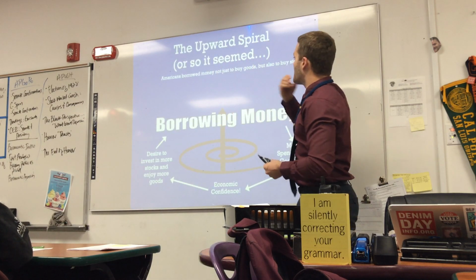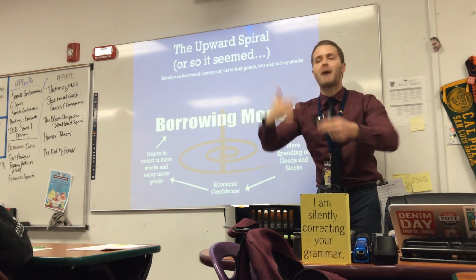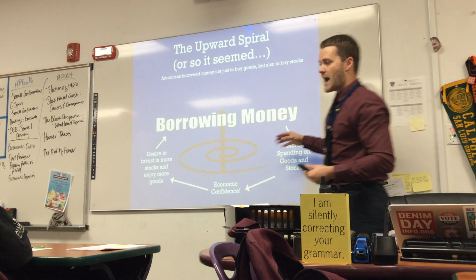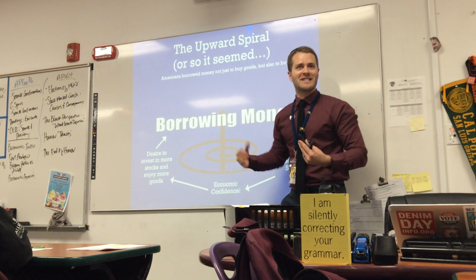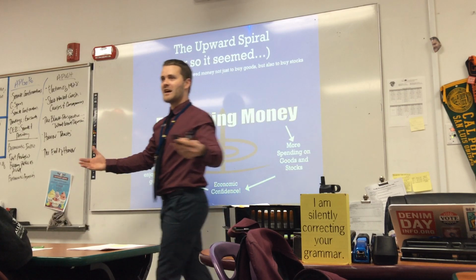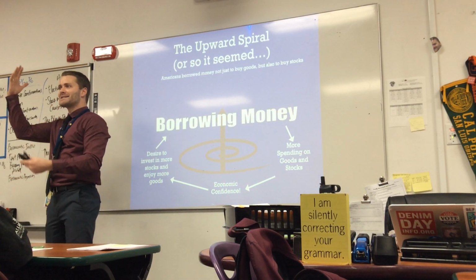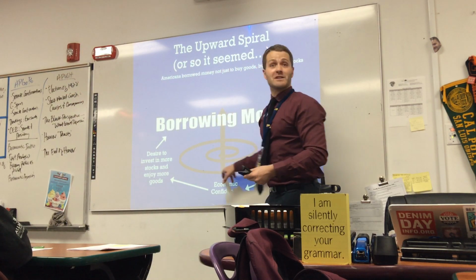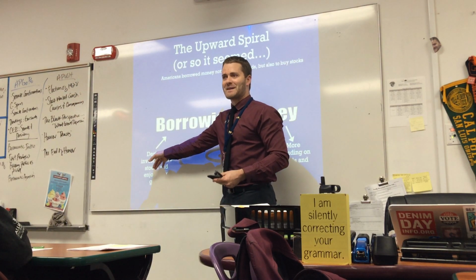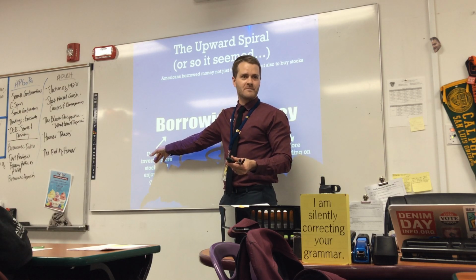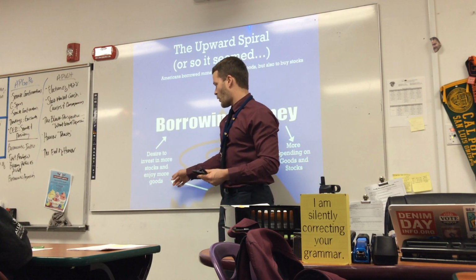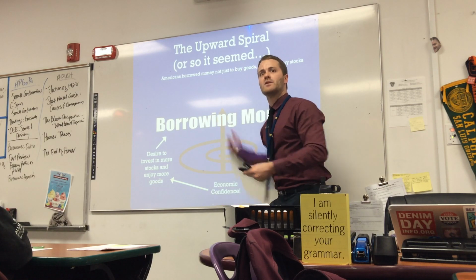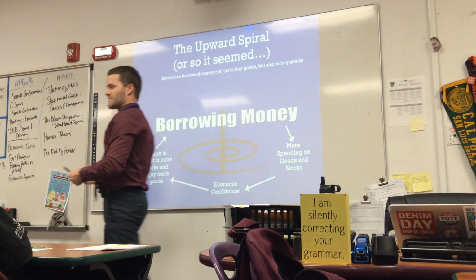So the idea being that Americans are borrowing money to buy stocks. We borrow money, we spend more money, and then our economy looks really good because everybody's buying stuff. Everything's so good. Demand is up, price is up, everything's good. And then because the economy is good, we want to invest more because everybody's making so much more money in the stock market. So then in order to buy more, we borrow more money, and we have this cycle and cycle and cycle, and then boom, we're going to fall off the tracks.